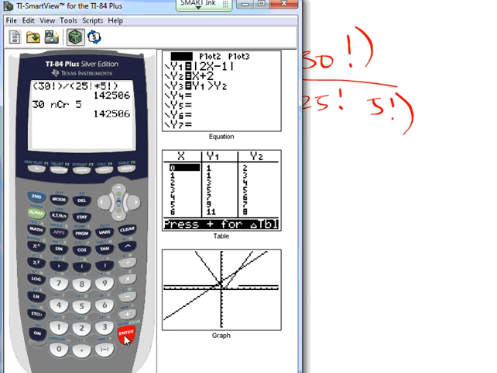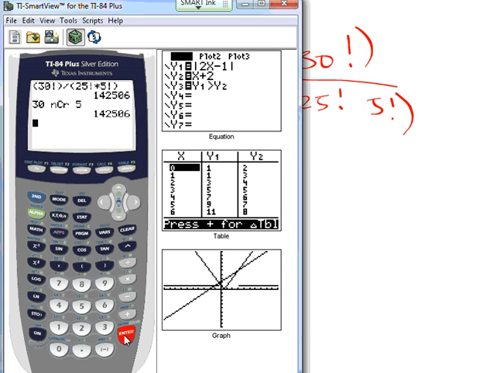Same exact answer, obviously. It's NCR. N meaning the first number, like 30, is considered N, and the second number, like the 5, is considered the R. P works the same way. Yep, it's got a P button there too.